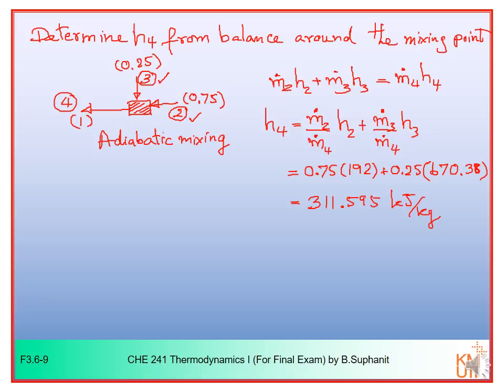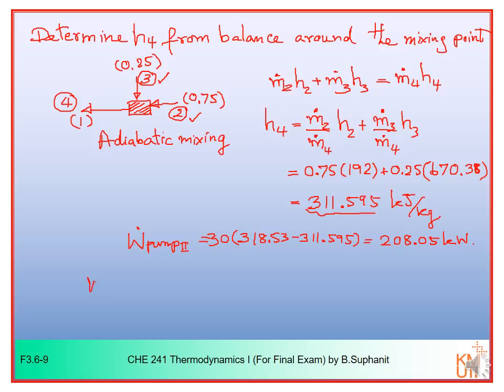Now, having obtained H4, you can go back to calculate the W pump number 2. W pump number 2 would be equal to 30 multiplied by H5, which is 318.53, minus H4, we just have it here, 311.595. And the pumping work required for the second pump would be 208.05 kilowatt. Okay. Now you have everything you need.